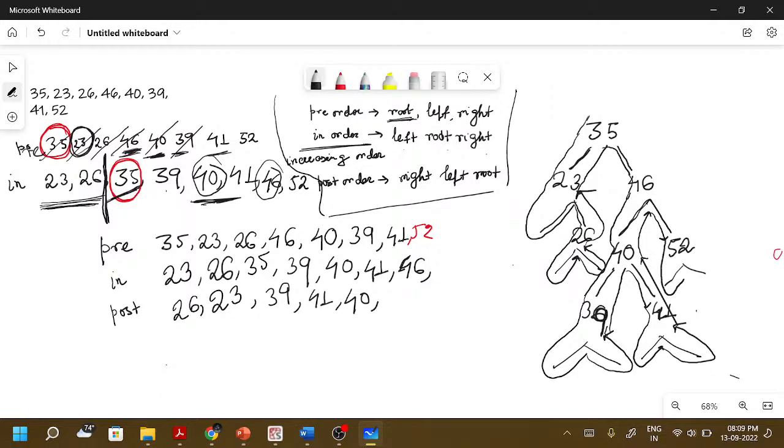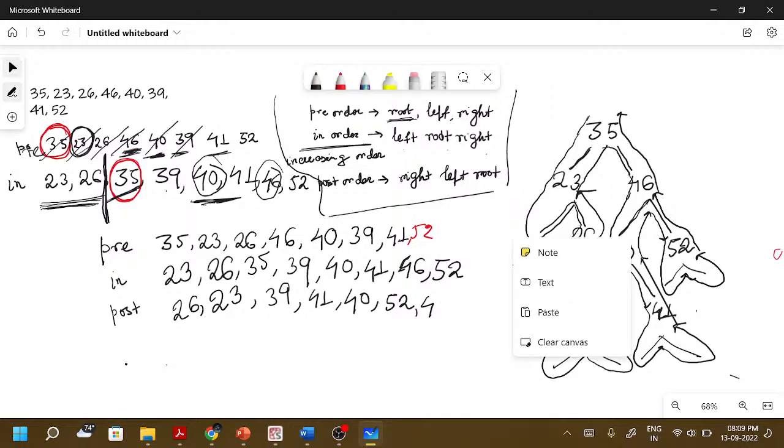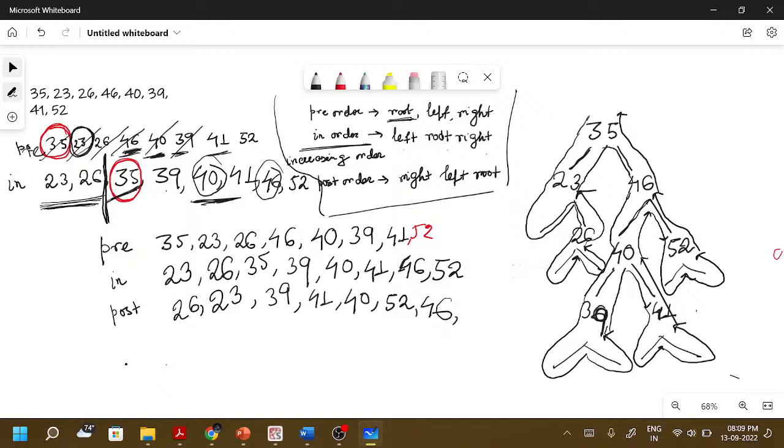We'll go back, second time touching 52, 52. Third time touching 52, so here the 52. Third time touching 46, 46, and third time now touching 35, so 35. Where were we? So if we consider at any point increasing order, yes, it is in increasing order.